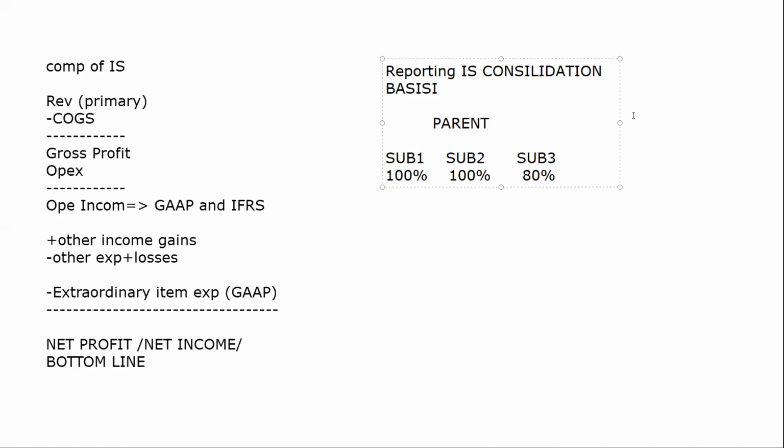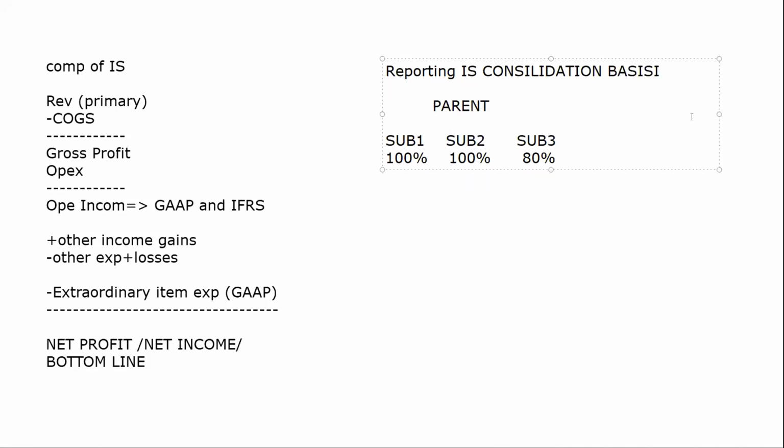On a consolidation basis. So I think there is no problem with understanding what consolidation and non-consolidation income statements are. Are there any issues related to this? Do you have any questions?